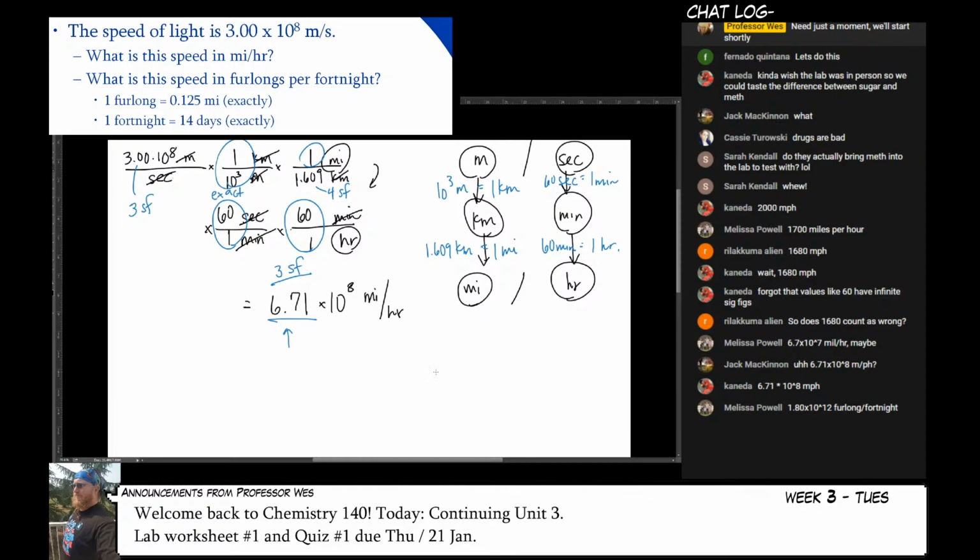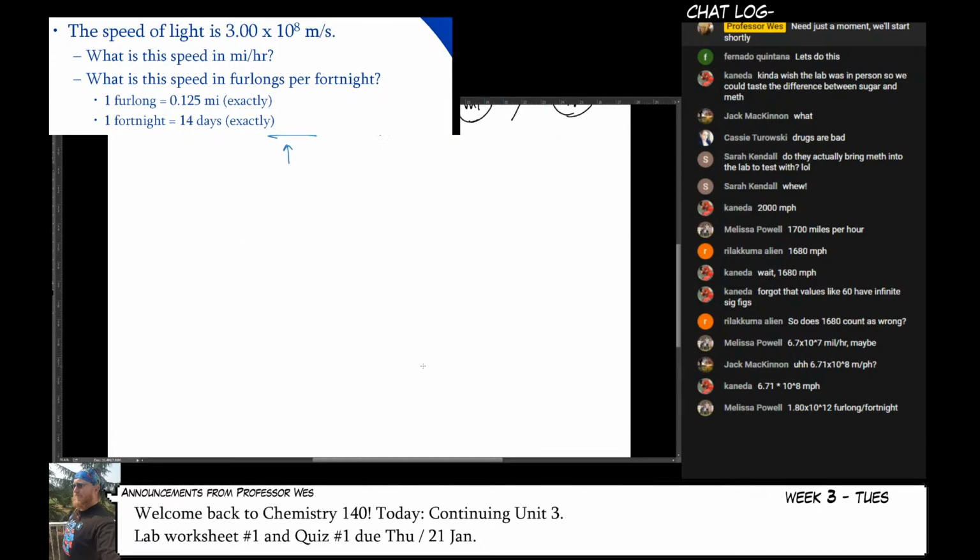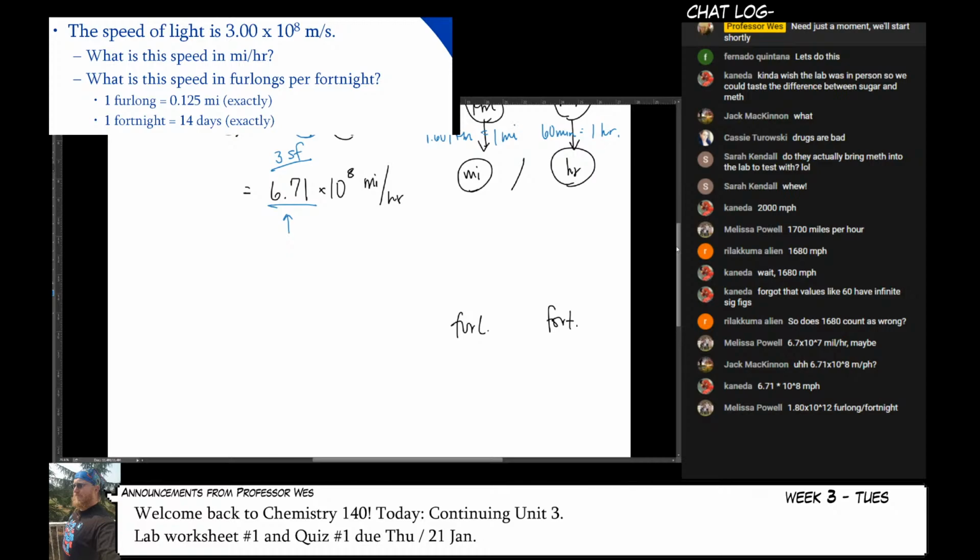All right, let's do the second one. I got to scroll down a little bit, I guess. So now I need to get to furlongs per fortnight. But what we can do is we can use the previous answer to get to these dimensions pretty easily. So I can do this relationship. 1 furlong is equal to 1/8 of a mile. That's what 0.125 is.